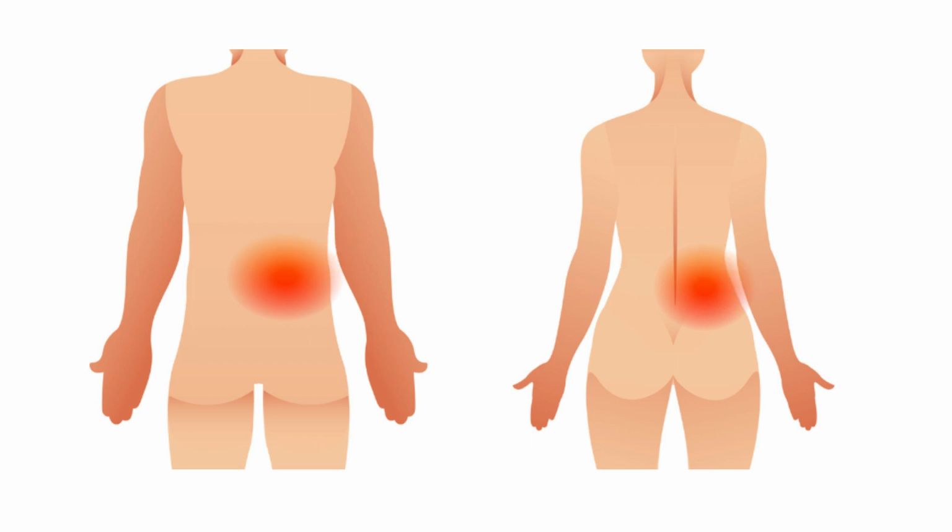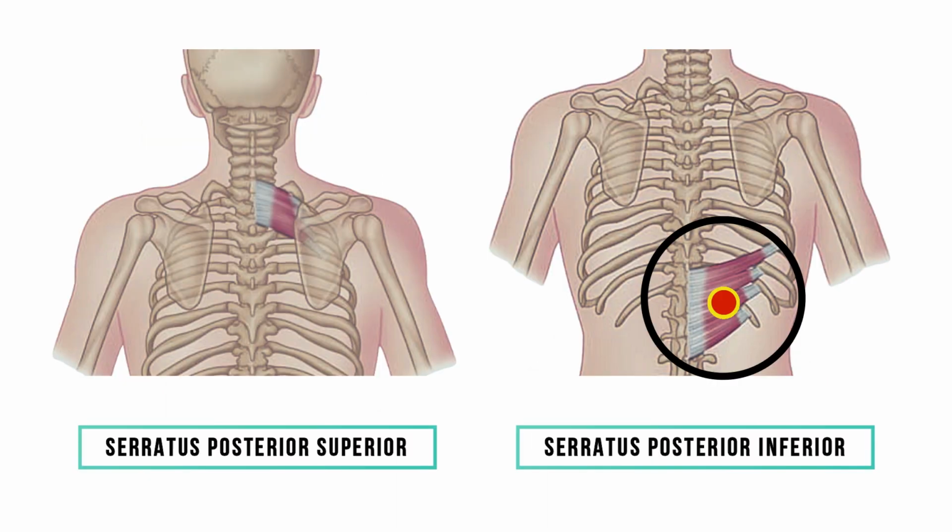Trigger points may be caused by any of the following: twisting the body when lifting, overreaching overhead or to the side of the body, lifting something heavy using the back muscles instead of leg muscles, and sleeping on a sagging or too soft mattress. So how can you avoid the development of trigger points in the SPI?